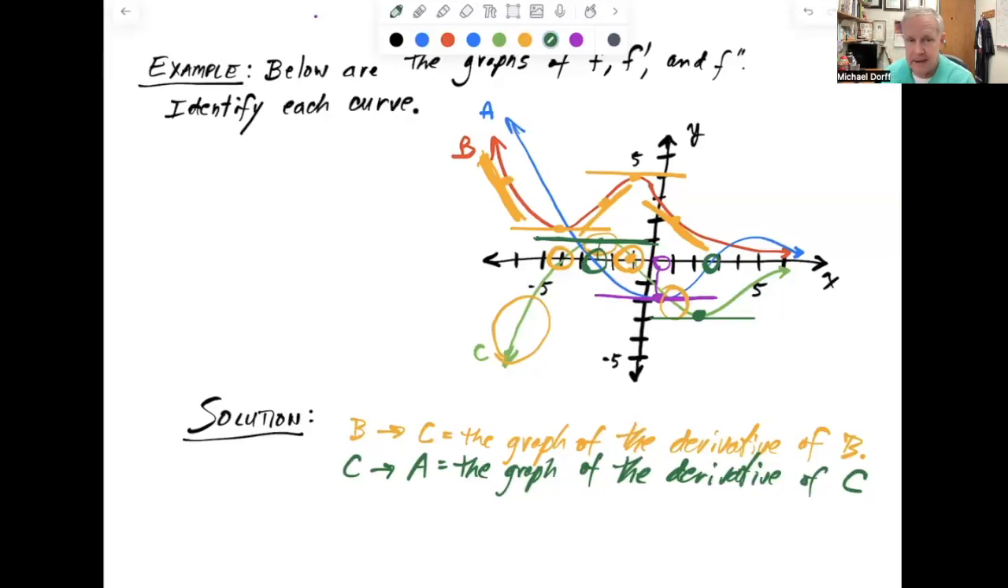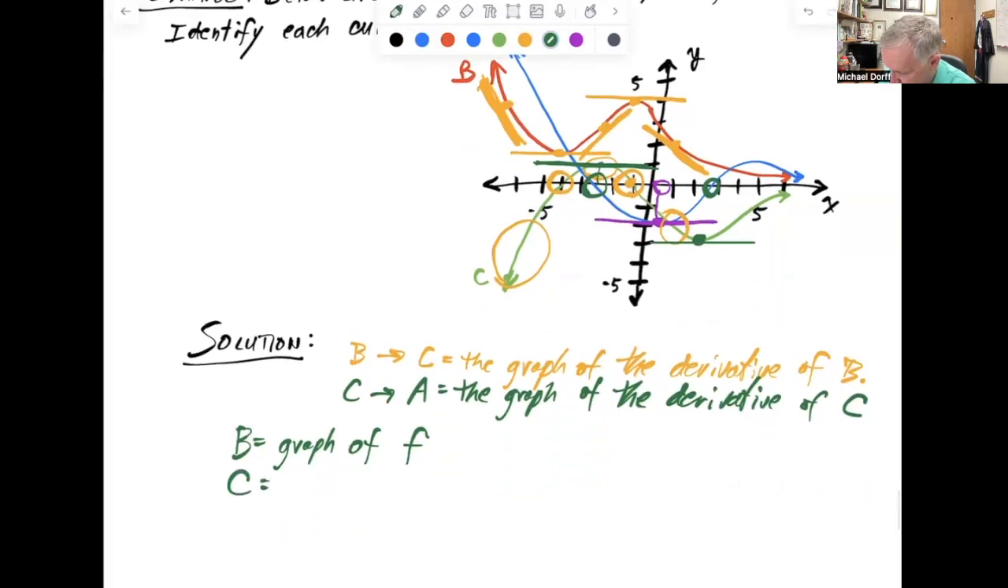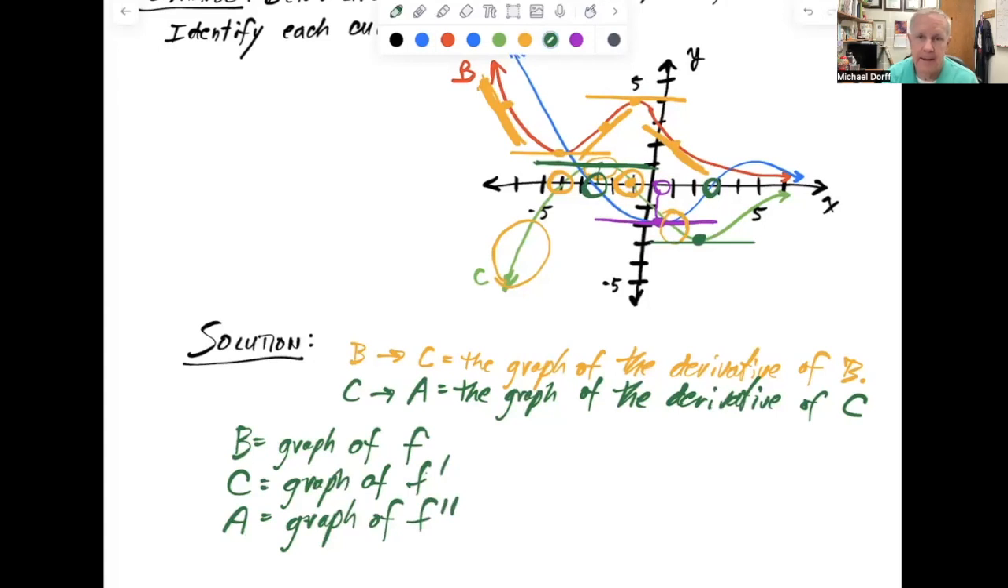So given that data here, I would say that B equals the graph of F, C equals the graph of F prime, and A equals the graph of the derivative of F prime, which is F double prime. And that's my answer.